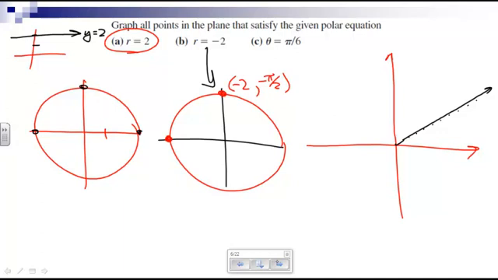Oh, wait. There's more. What about the negative values of R? I rotate pi over 6 and then I back up.